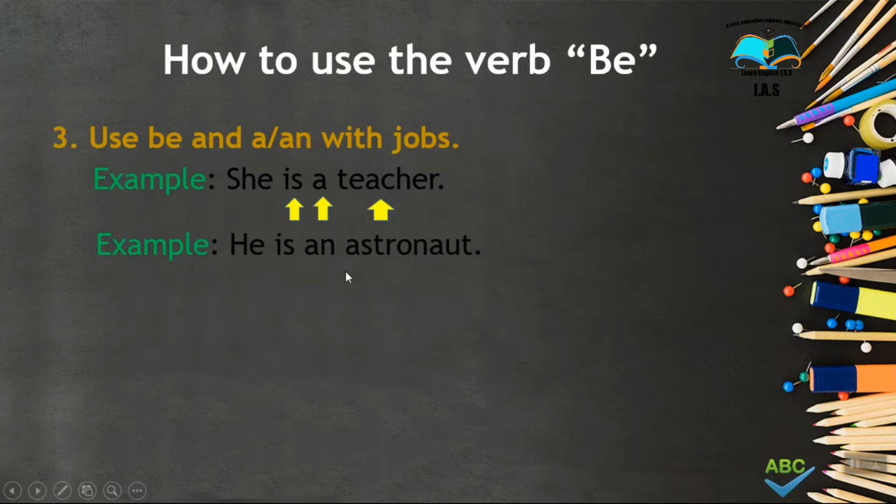In the second example, he's an astronaut. Here I used the subject, then the to be, but this time I'm not using a, instead I'm using an. Now maybe you're wondering why I'm using an instead of a. The cause is the a here. A is the vowel sound, so if a word starts with a vowel sound, you have to use an, not a.